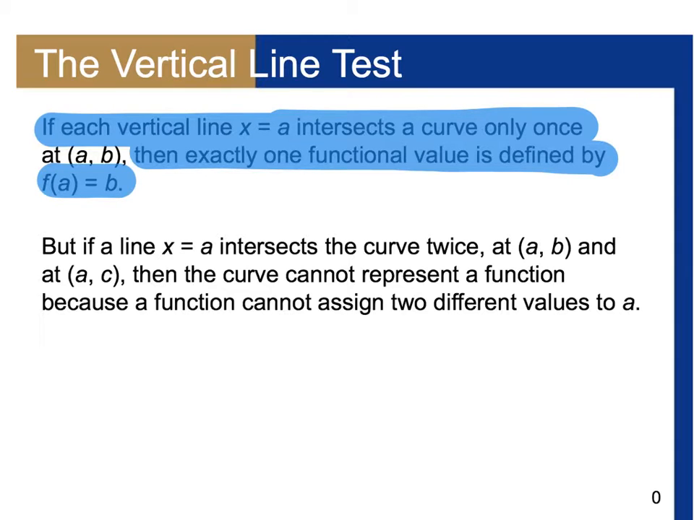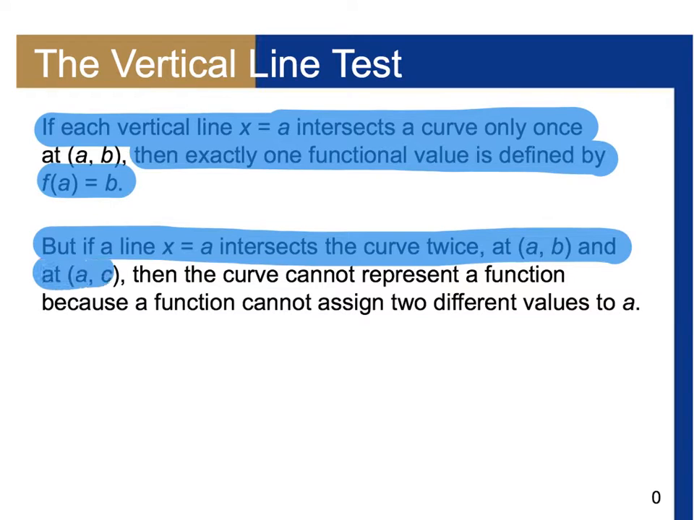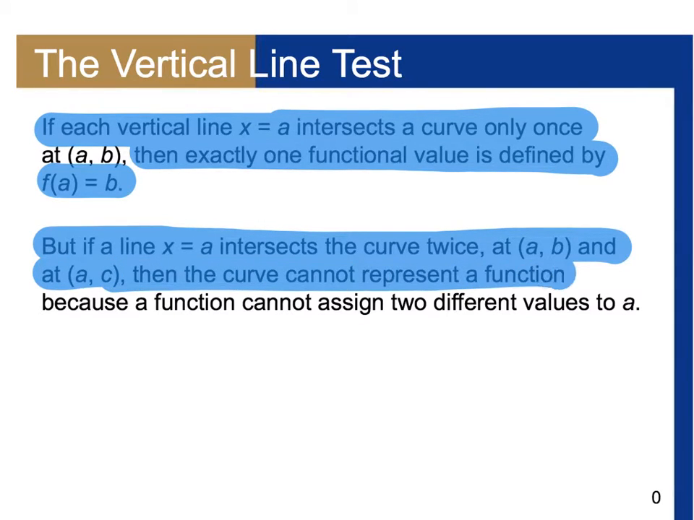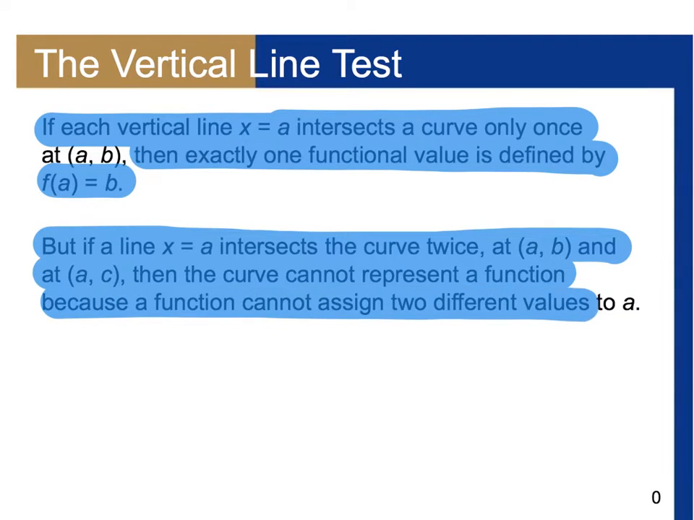But if a line x equals a intersects the curve twice, at (a, b) and (a, c), then you can see we have a repeated x, right? Then the curve cannot represent a function because a function cannot assign two different values to a. So that would be where our vertical line is crossing the curve at two different points, which it cannot do. So that would not be a function there.